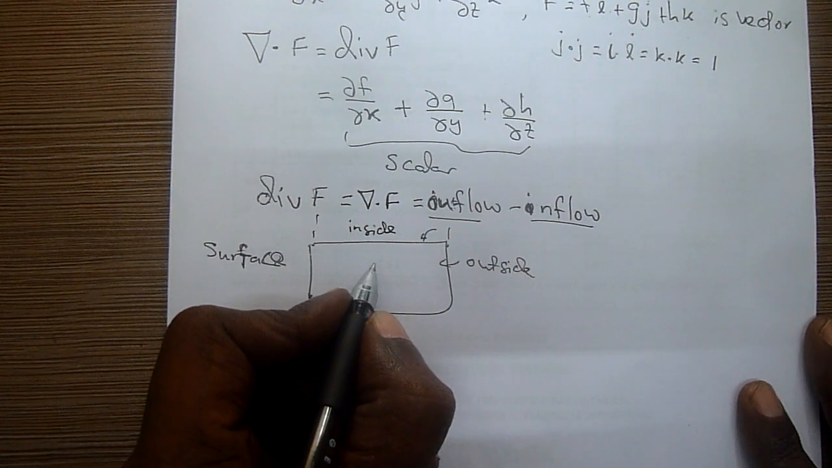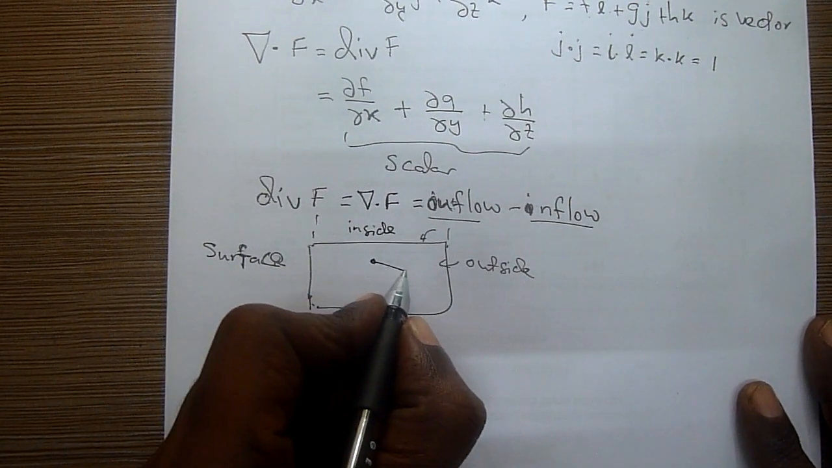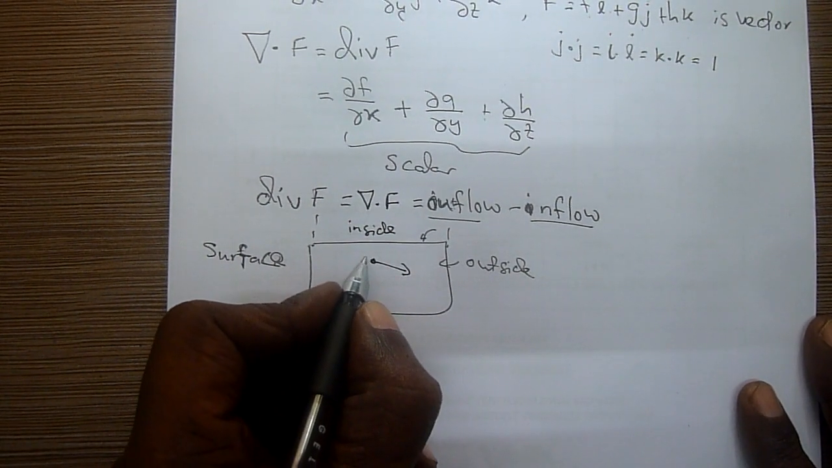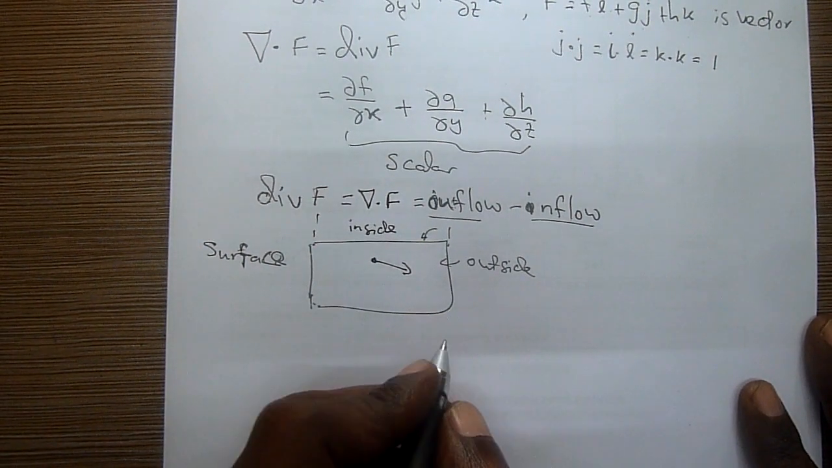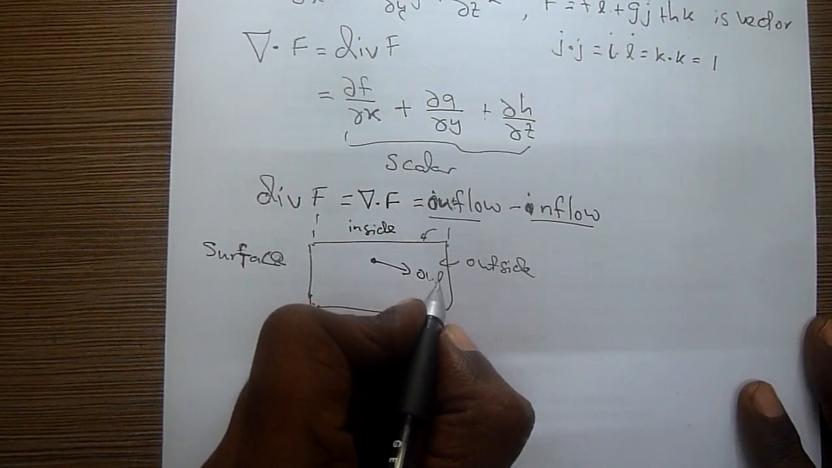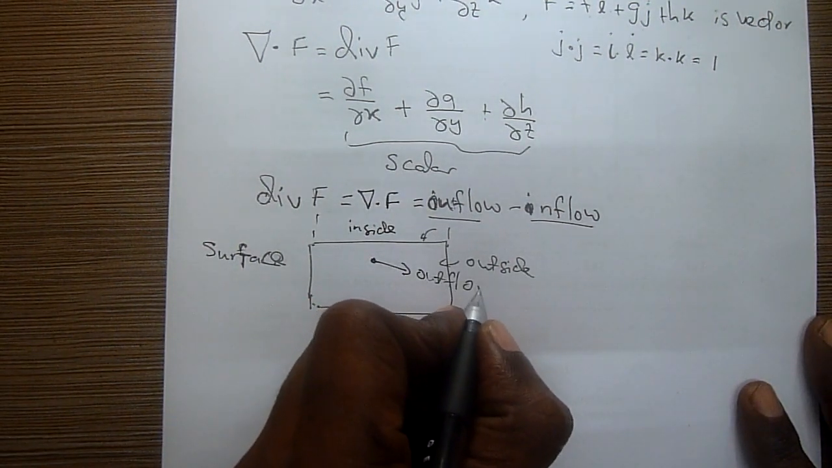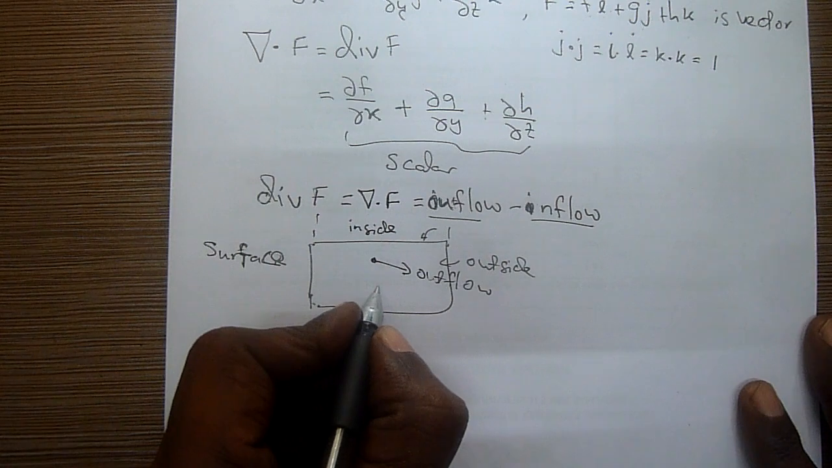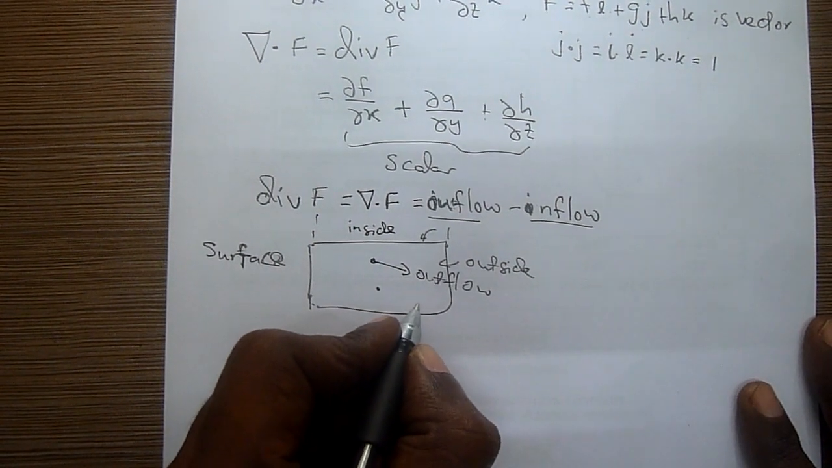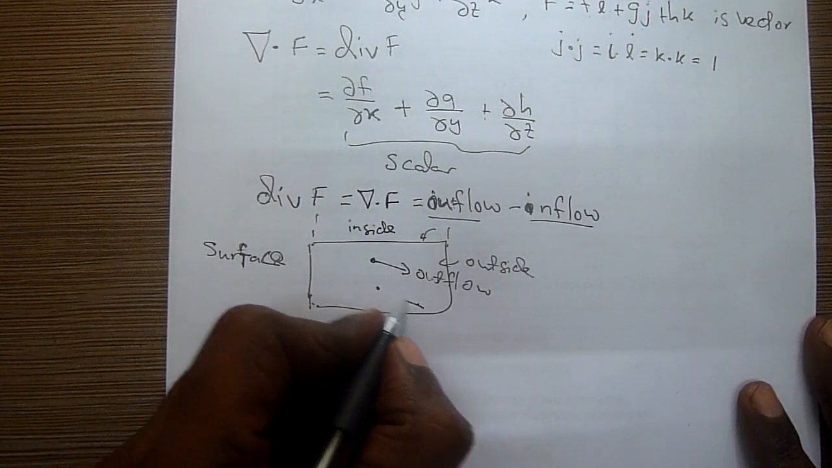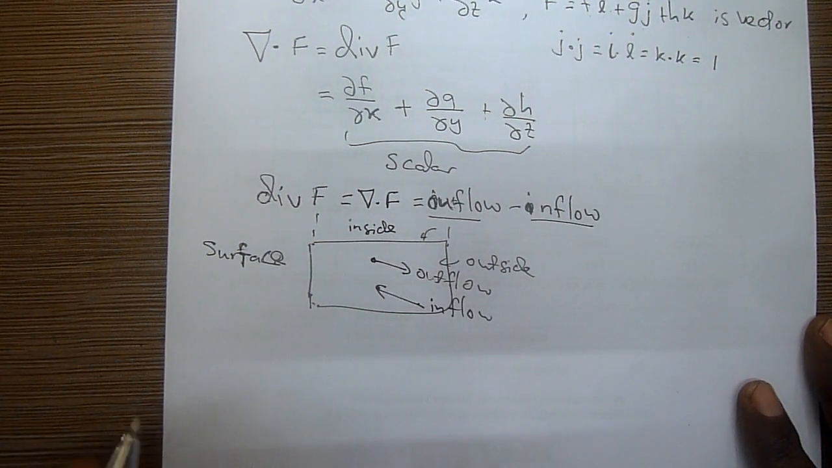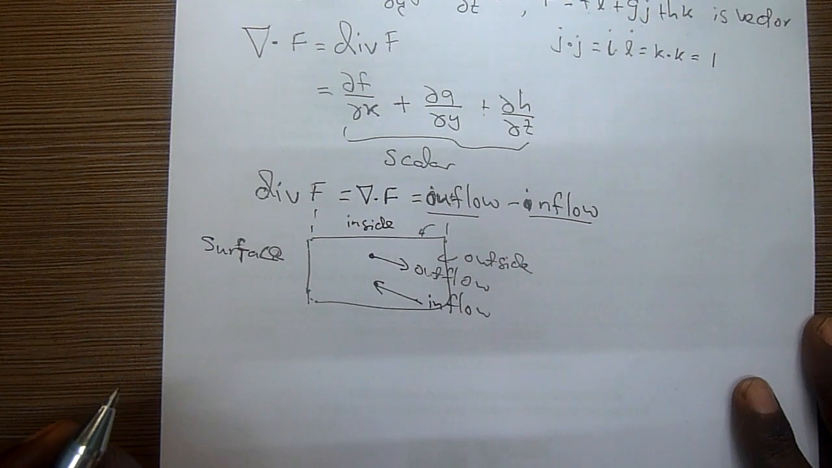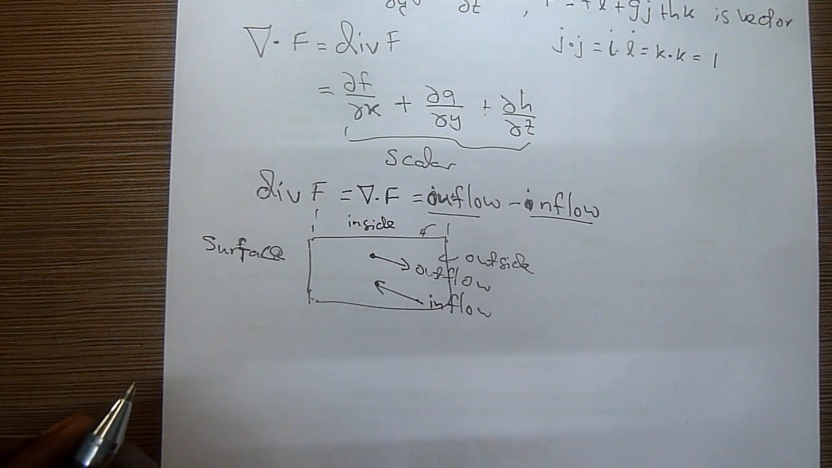Therefore, we will call it this. Let's say the water comes out of one small hole here, then we call this an outflow. And let's say the water goes inside, we call that an inflow. Okay, this is a simple definition for you to understand.